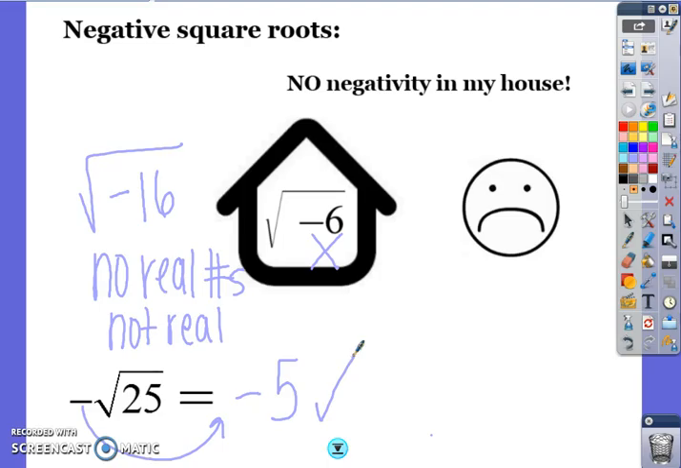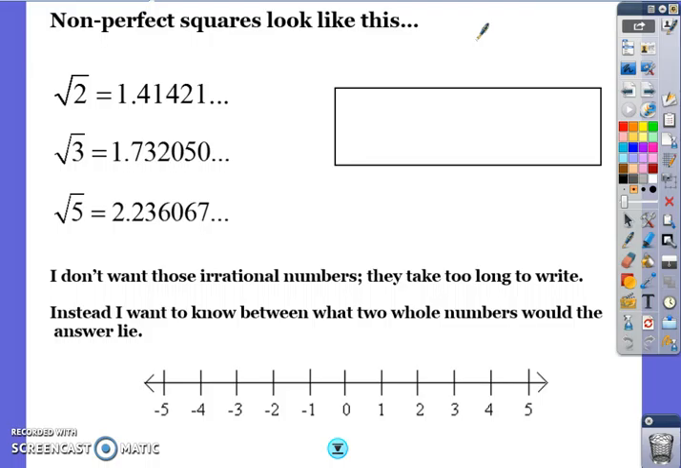So now we're going to talk about non-perfect squares. If you plug it in your calculator, just like the square root of 2 up there, you get something that goes all the way to the end of your calculator. It's not perfect. It's an ugly, irrational decimal. And I don't like ugly decimals because they're long and they're annoying. So instead of you telling me what the decimal is, I want you to tell me what two whole numbers, or integers, it's in between. And remember, integers are not decimals.